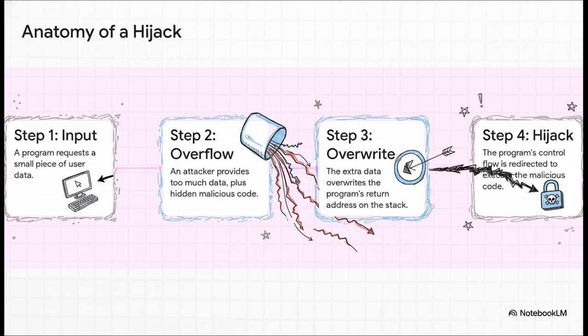And this is the key. It overwrites the program's return address. Think of that as a little sticky note telling the program where to go next. Instead of pointing back to a safe spot, it now points directly at the attacker's hidden code. And that takes us to the final step, the hijack. The program, just trying to follow directions, jumps to that malicious address, and boom, game over. The attacker is now in control.